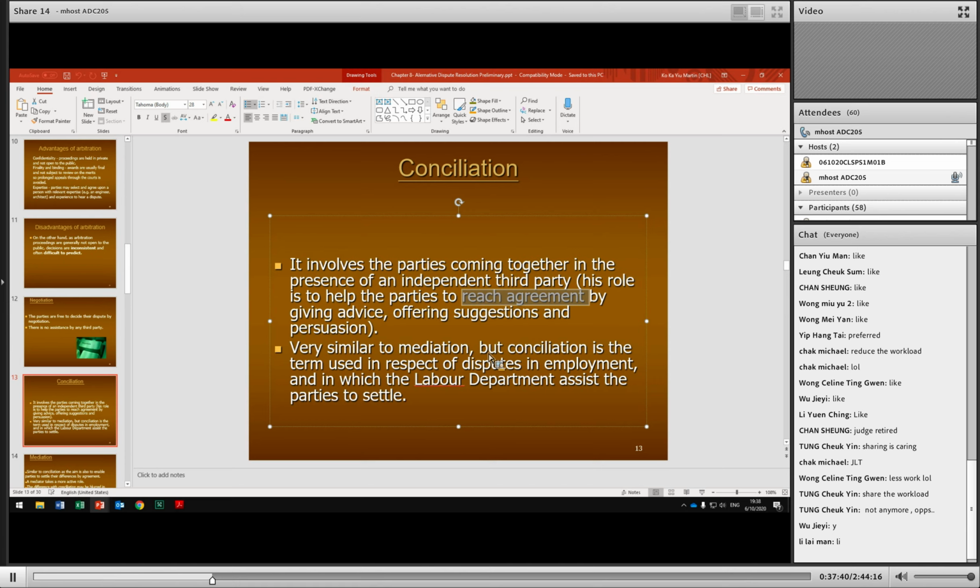Okay, so conciliation or mediation is more or less the same. Conciliation is very similar to mediation, but conciliation is the term used in respect of a dispute in employment, in which the labor department assists the party to settle. So that is the reason why we still use the term conciliation, rather than saying mediation by the labor department. I think nowadays not so many people use the term conciliation. Most people use the term mediation.